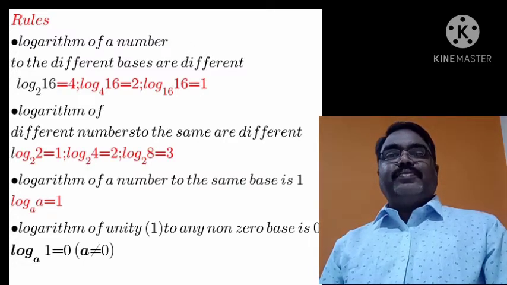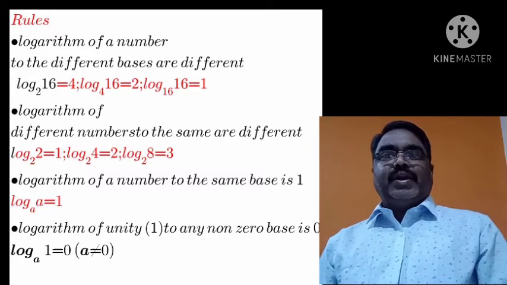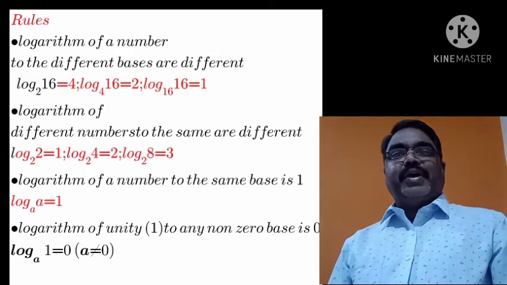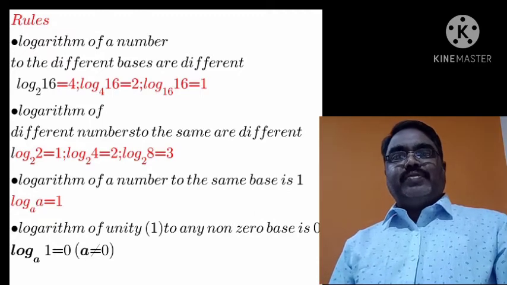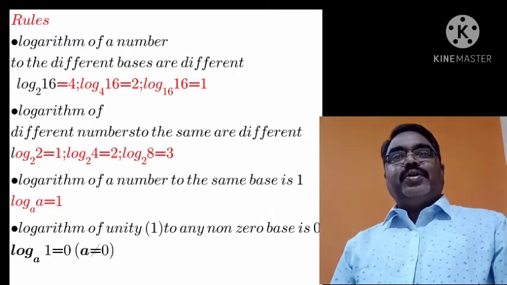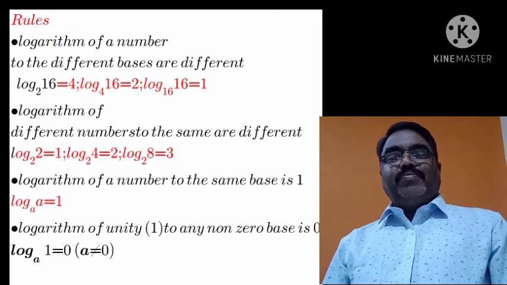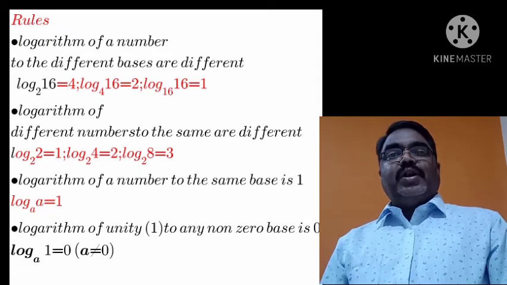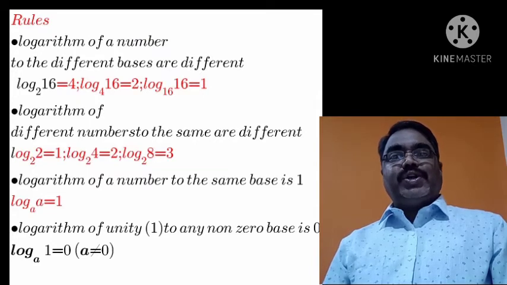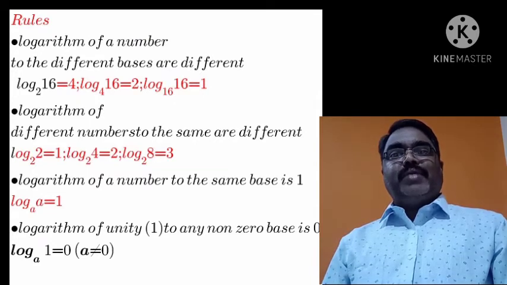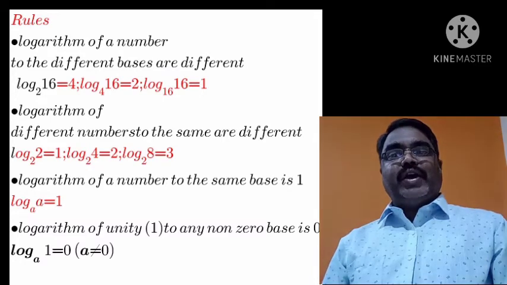For example, logarithm of a to the base a is 1. Logarithm of b to the base b gives 1. Logarithm of x to the base x gives 1. That means logarithm of a number to the same base is always 1. One more important result is that logarithm of unity to any non-zero base is 0. Logarithm of unity means logarithm of 1. Logarithm of 1 to any non-zero base is always 0.